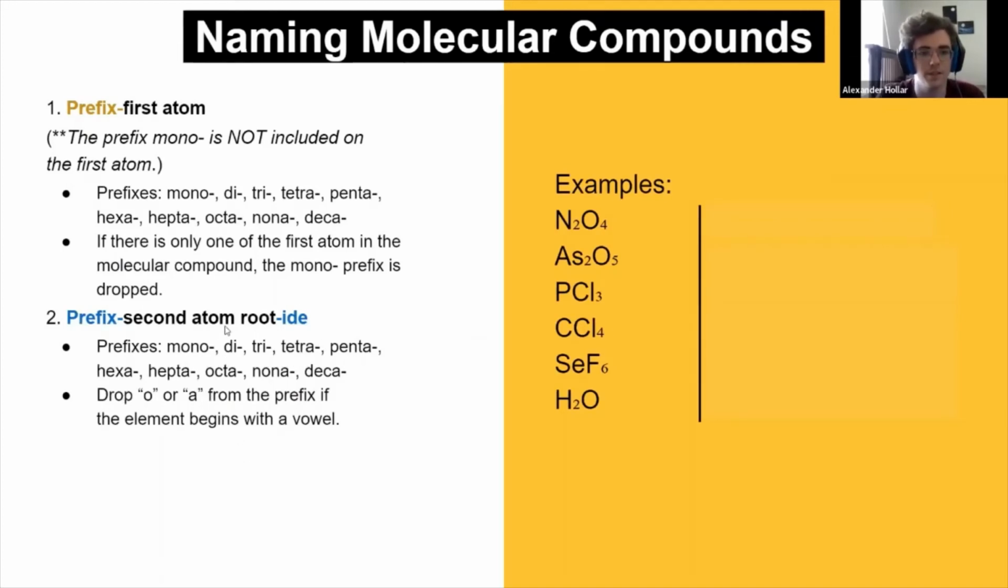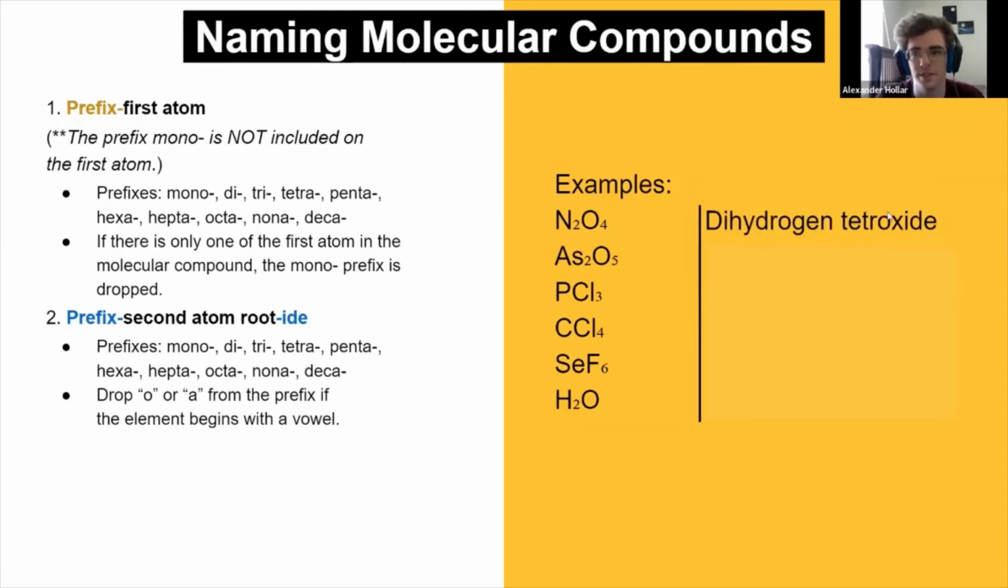Another rule of thumb is if the element begins with a vowel, we drop the O or A from the prefix. So if the element was, let's say, oxygen, we would drop the O. I think it's the O from the prefix. Yeah, I'm pretty sure. For example, here we have N2O4. That would be dinitrogen, and then 1, 2, 3, 4, pentaoxide.